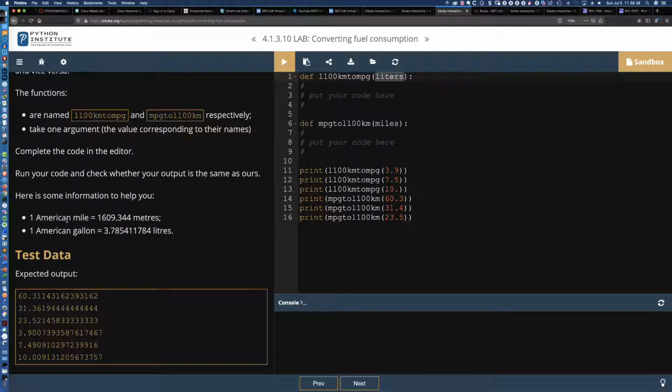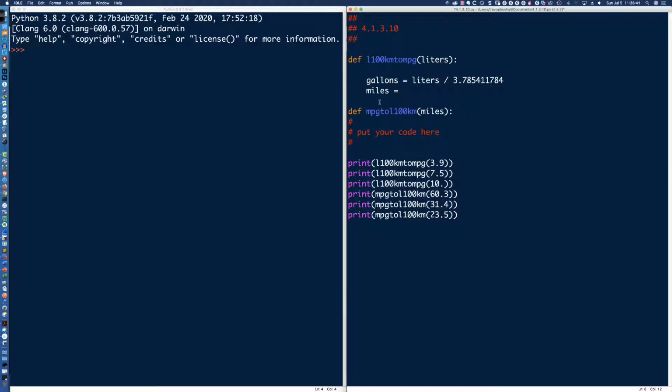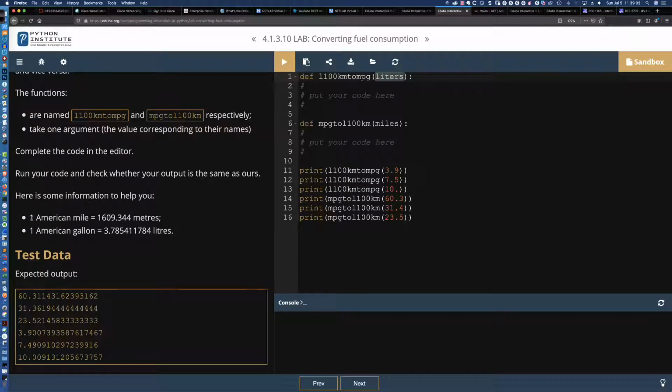So again, if we're going to end up returning miles divided by gallons, for the miles per gallon, we're going to need to know how that would work. Or I should say liters per 100 kilometers to miles per gallon. So we're going to work with the miles value now, but you can see what they do here. They say 1 American mile is 1,609.344 meters, not kilometers. So kilo meaning 1,000 meters.